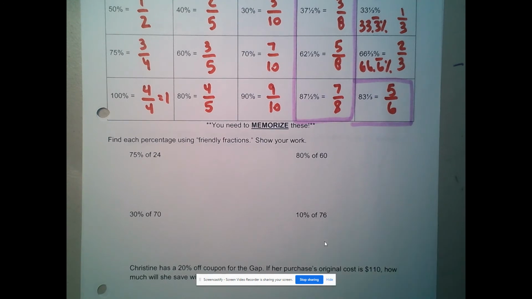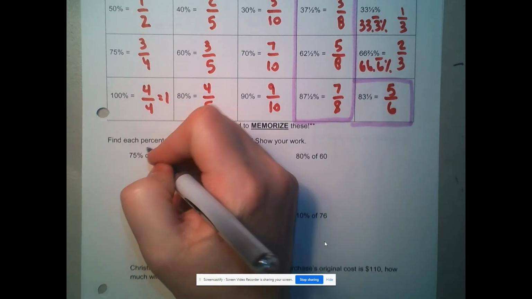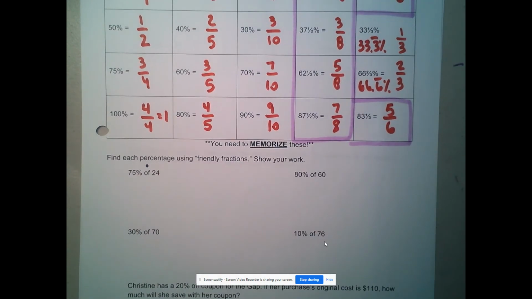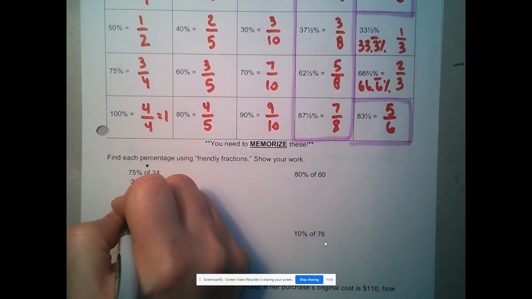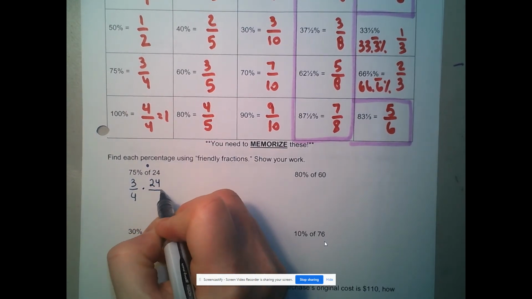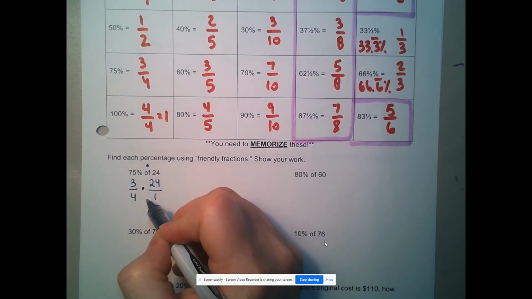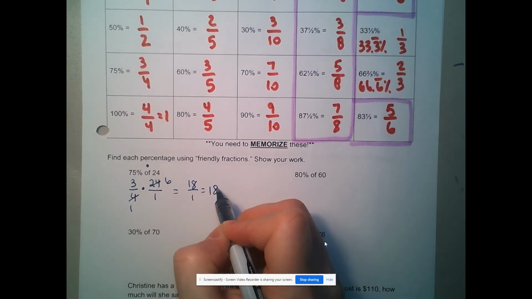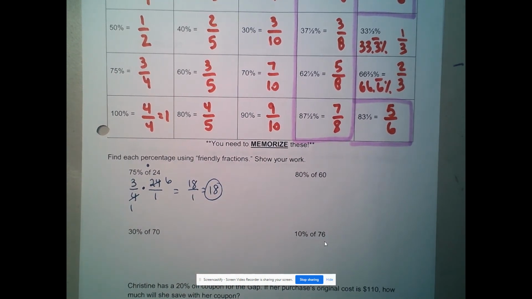Find each percentage using friendly fractions. Now, if we hearken back to the olden days when we learned about multiplication, the word of typically refers to multiplication. So what we're really asking you to do here is 75% times 24. And if you look, 75% is 3/4. So we're asking you to use a friendly fraction. So instead of 75%, instead of the decimal of 75%, instead of a proportion, what is 3/4 of 24? And we can just do times and multiply. Now the 4 and the 24 can simplify, and we would get 18 over 1, or just 18. So not terrible as long as we know our fraction equivalent.